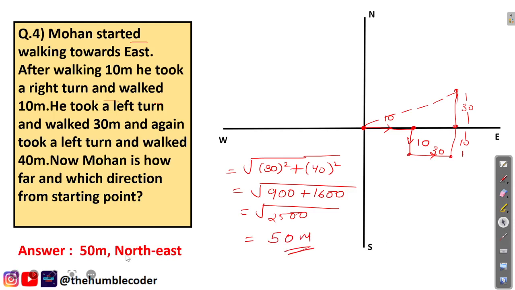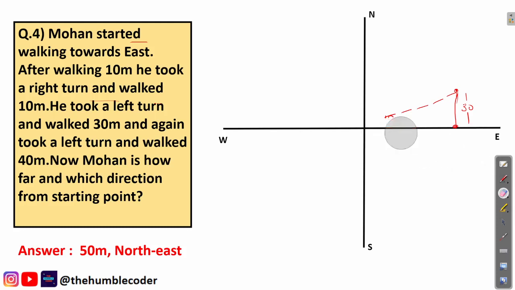Let's check the answer. Okay, so we have not found out the direction. Let's check that too. So the direction right now, in which direction from the starting point? So the direction is this, which is northeast. Okay, so in the answer also it is northeast, so it is correct. So two things were asked in a single question. These kinds of questions you can also expect in your exams. Okay, moving on to the next question now.